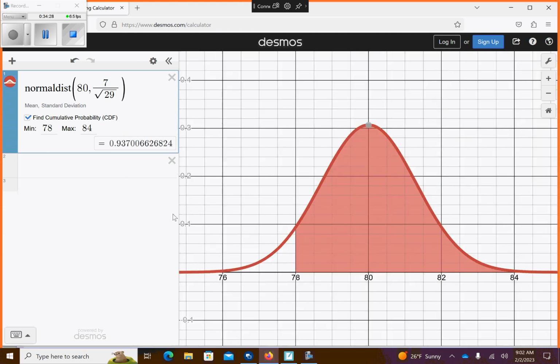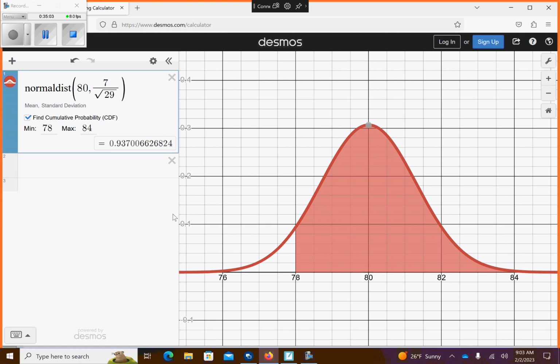So what's the probability of this class? I get to a 93.7%. I incorporate more people, so I have a larger area. So I have a 93% chance of this taking place, which is pretty great. The reason why it changed so dramatically is because 7 over root 29 is a much smaller number than just 7.